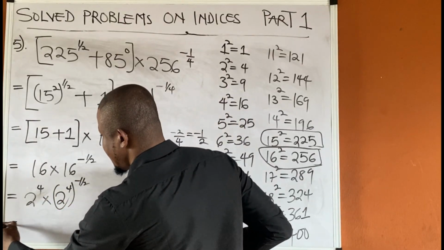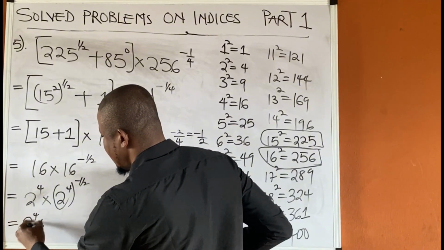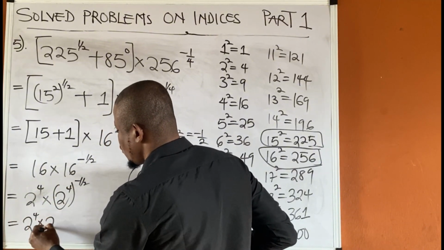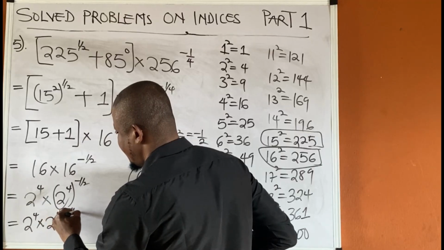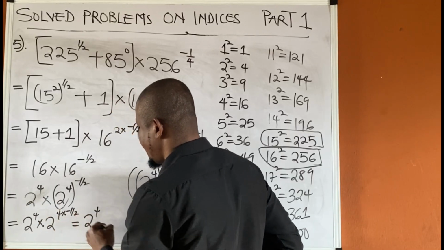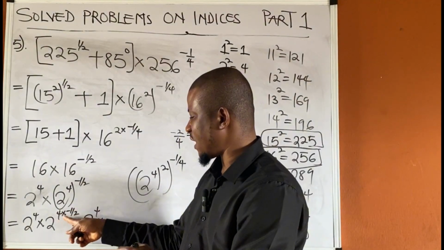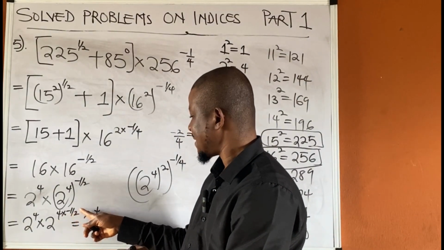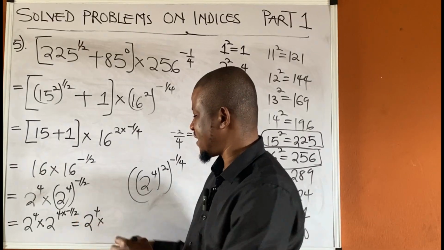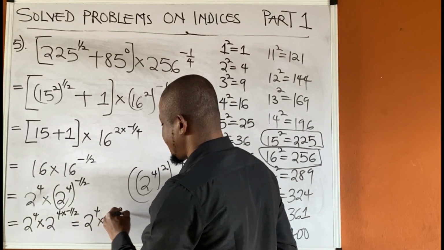So this gives me 2 to power 4 times negative half. This is 2 to power 4 times 4 times negative half. 4 times negative 1 is negative 4, divided by 2 is negative 2. So this is 2 to power negative 2.